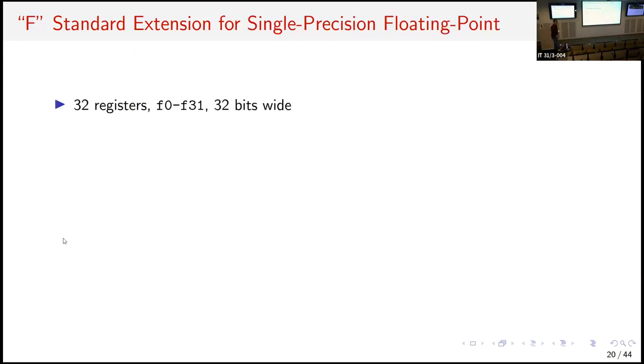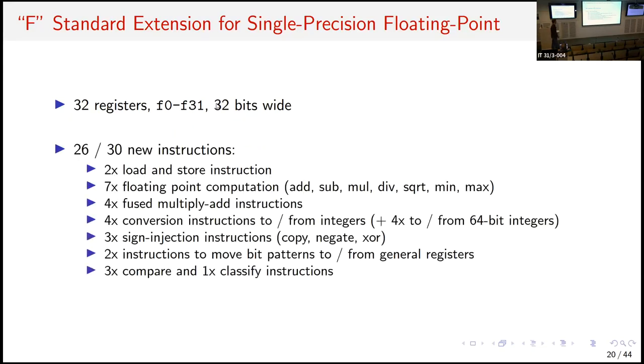Okay, so far we've only been talking about integers. There's more than integers in the world. So we get the F extension, we get 32 new registers. Yay! So F0 to F31, they are all 32 bits wide and they can contain single precision floating point numbers. You get 26 or 30 new instructions: load, store, floating point computations. There you actually see that the square root is part of the F extension. So square root you get basically with the basic F extension already.